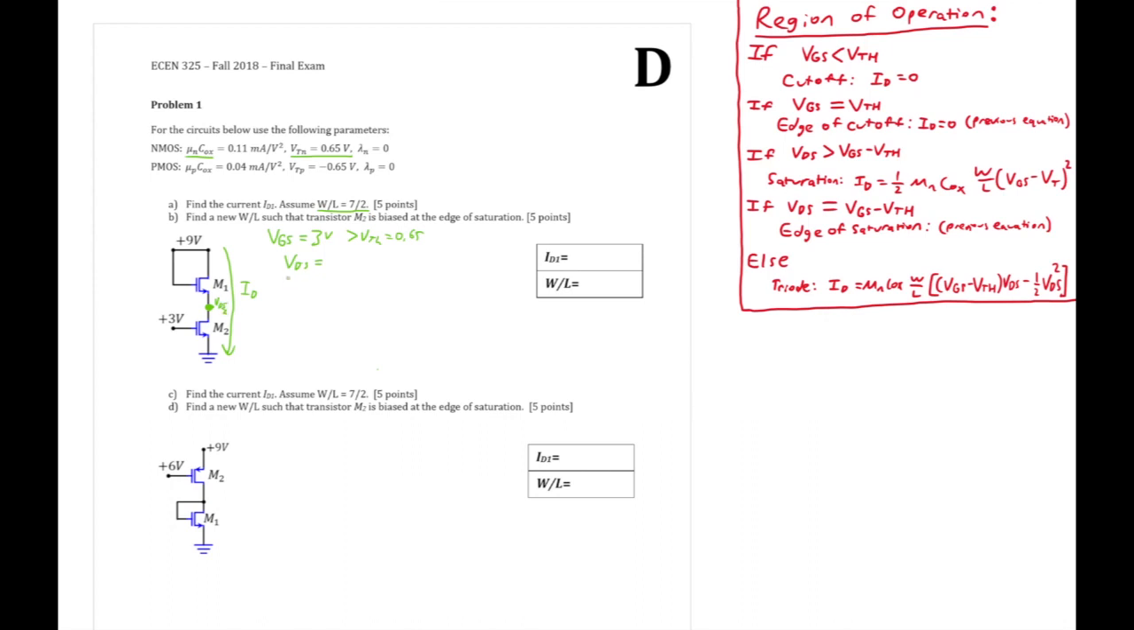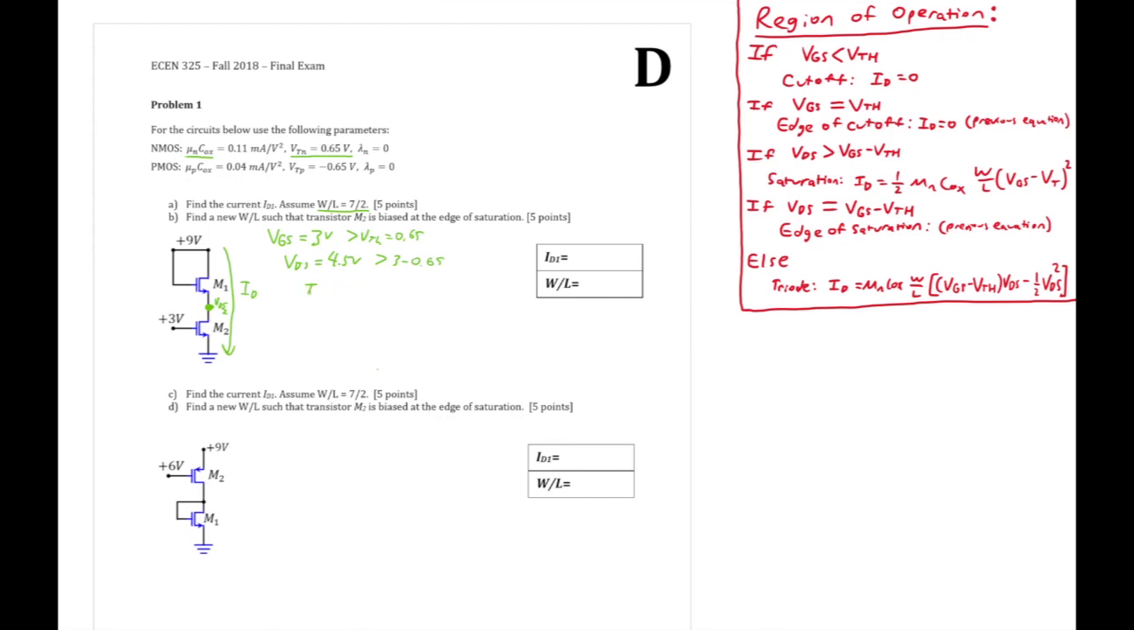One way to figure out our VDS value is by realizing that both these transistors are the same, and there's going to be the same voltage drop across each of them. And so this VDS value is going to be half of what the supply voltage is, and therefore it's 4.5 volts. And 4.5 is larger than VGS minus VTH, which is 3 minus 0.65, which means we are in the saturation region.